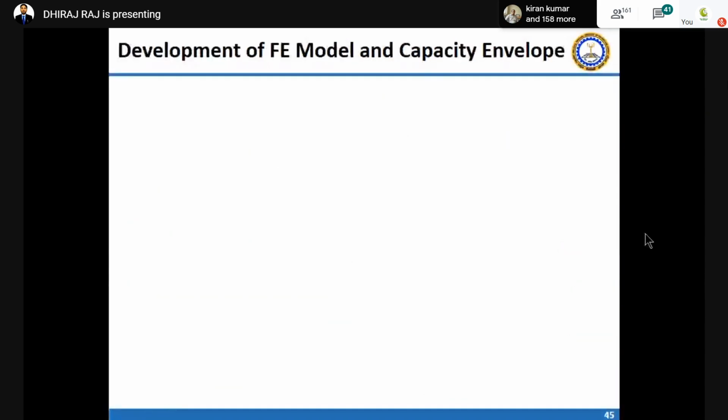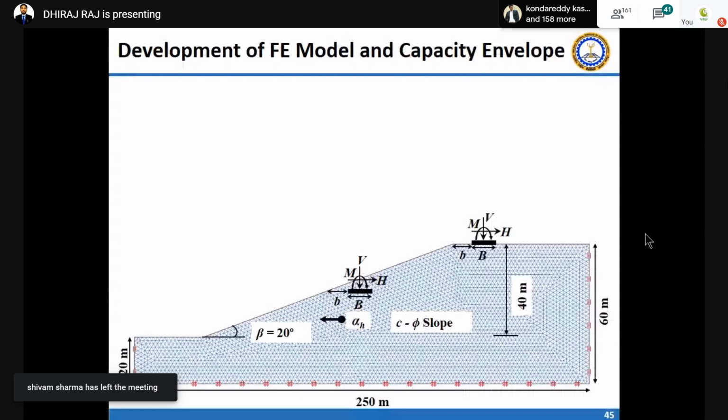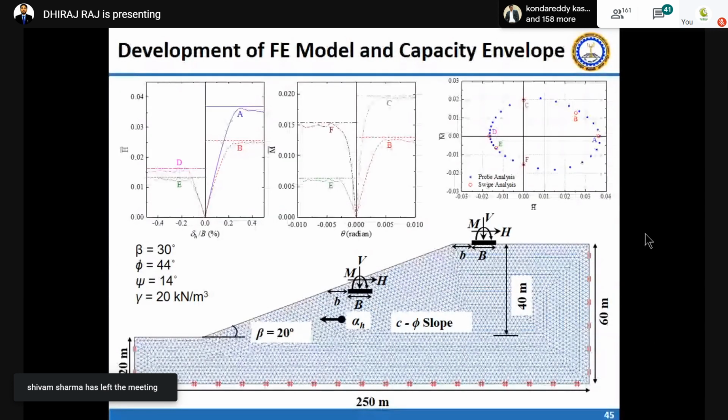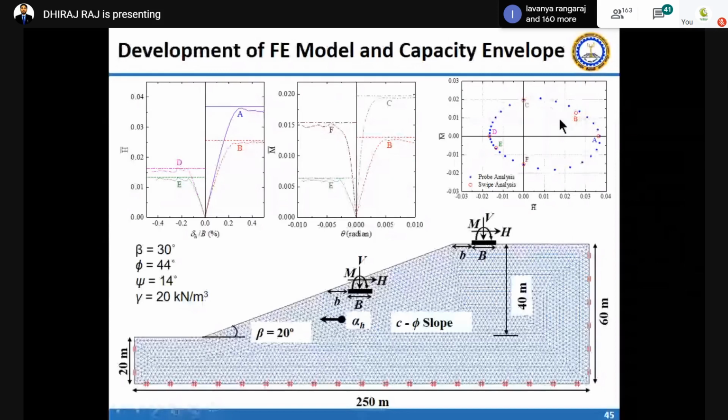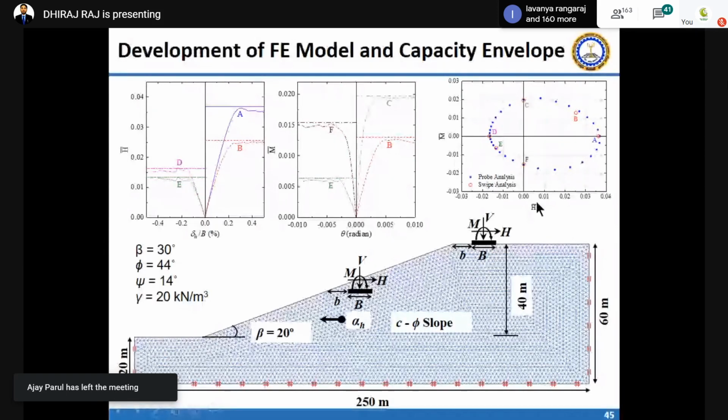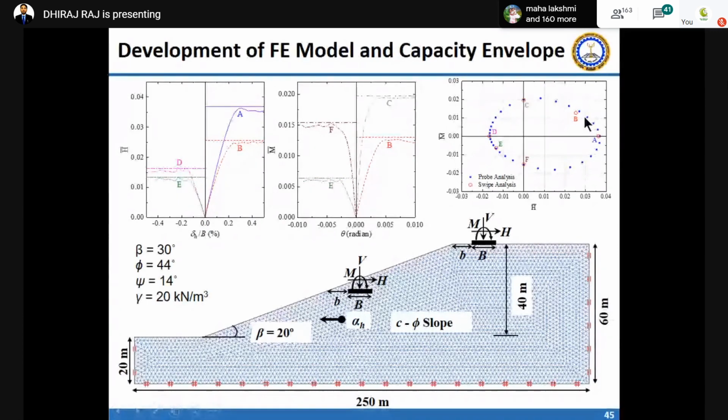So for development of this kind of capacity envelope, in the finite element models I have developed, I told you I have used 2 different methods: one is your swipe method, and the other is your probe method. And you can see this last H and M, there both methods actually yield the same capacity. This is a typical example for a slope of 30 degrees. Phi is 44. Psi also, we have considered the dilation angle.